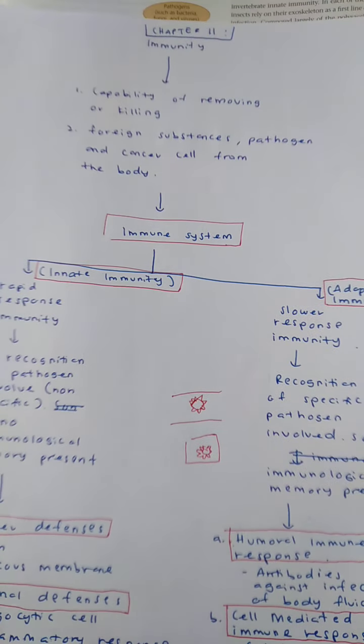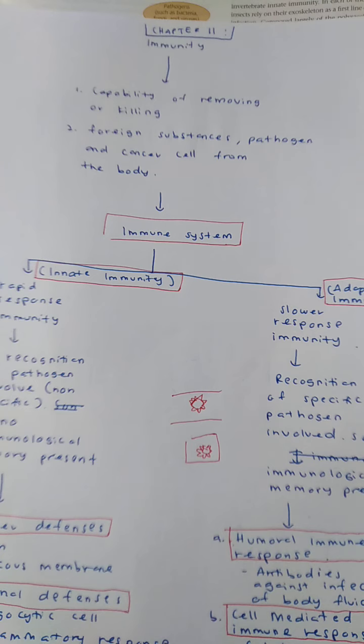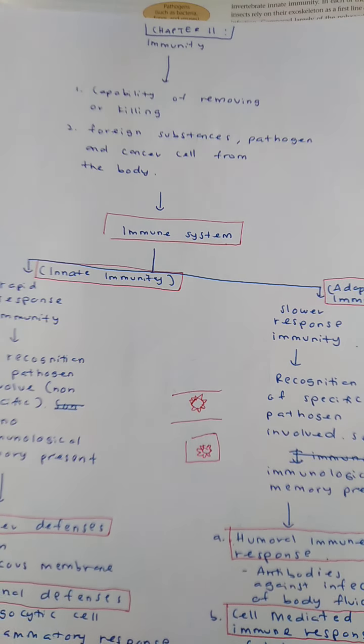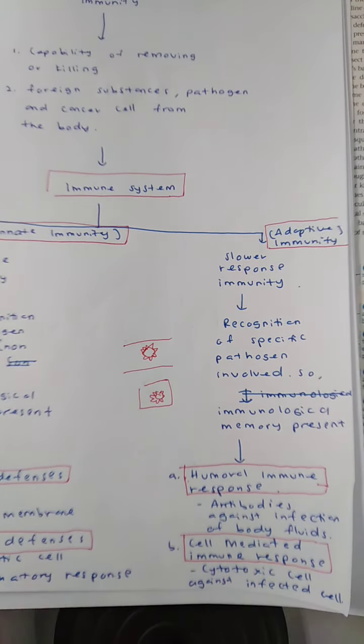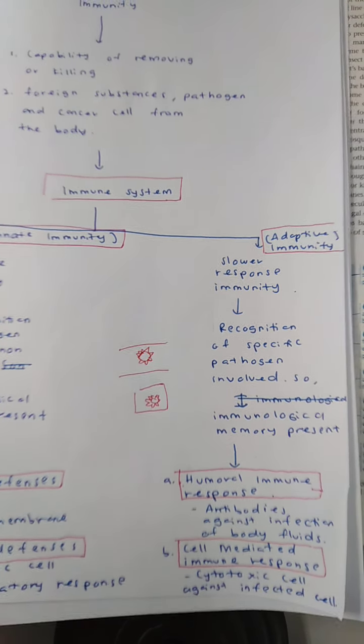So secara ringkasnya pelajaran kita hari ini, you learn about the immunity. Immunity is something that is very important as a capability to remove or kill any foreign substance, pathogen, or the cancer cell in the body. The immune system is divided into two types. The first one, rapid response immunity, called innate immunity. The second one is a slower response immunity, called adaptive immunity.